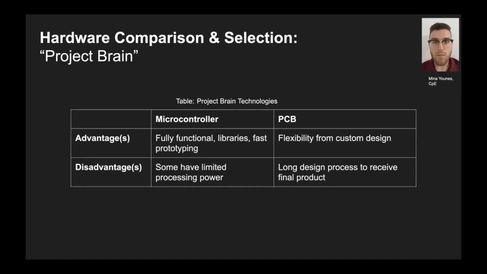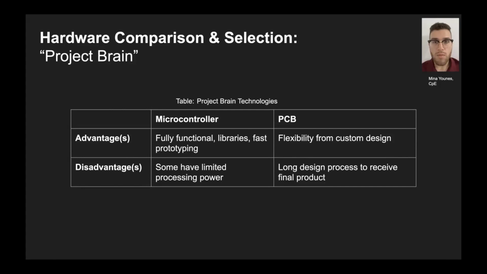Moving on to the hardware comparison and selection of our project brain. Multiple different technologies can exist and be used as the brain of our project. For example, there are microcontrollers like TIs or Arduinos that widely exist on the market. Some advantages are that they are already fully functional at purchase time, they have libraries available to them, and they allow fast prototyping. A disadvantage is that they can have limited processing power.